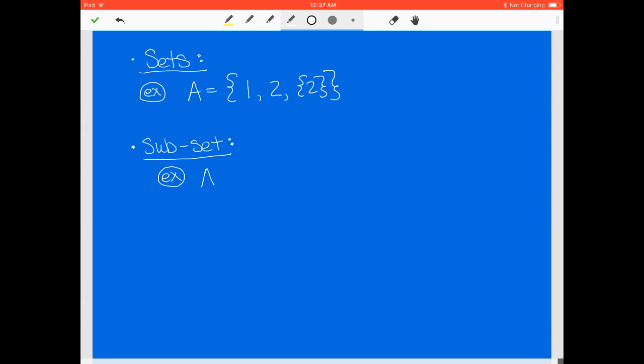Example, using two sets. So I have this set A, which consists of the elements 1, 3, and 5, and set B, consisting of the elements 1, 3, 5, 7, and 9. So comparing these two, what do you notice? We can say set A is a subset of set B because all the elements of set A are also elements in set B.